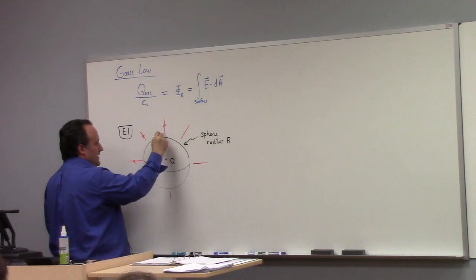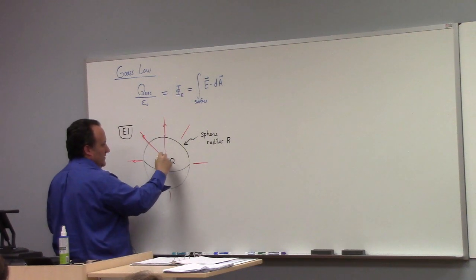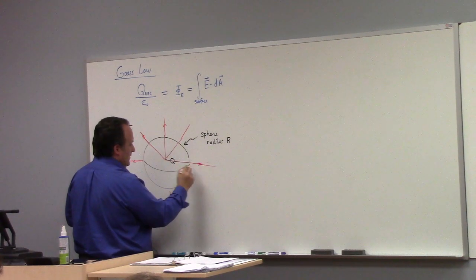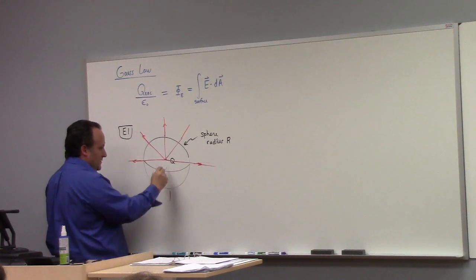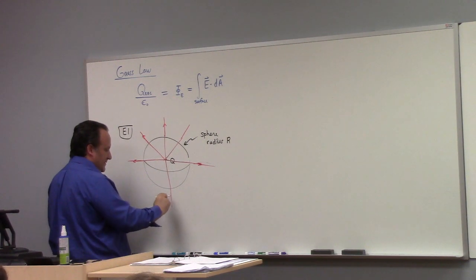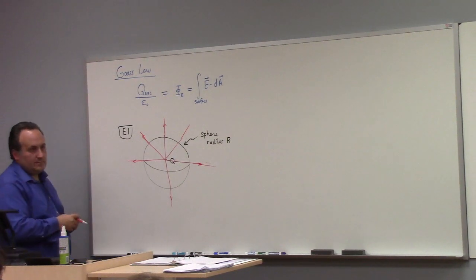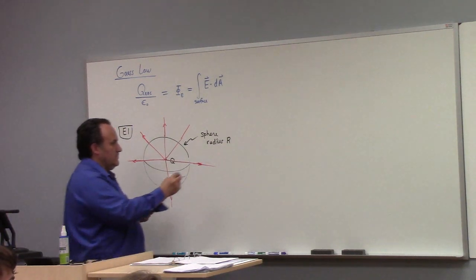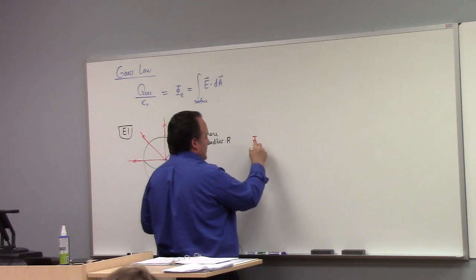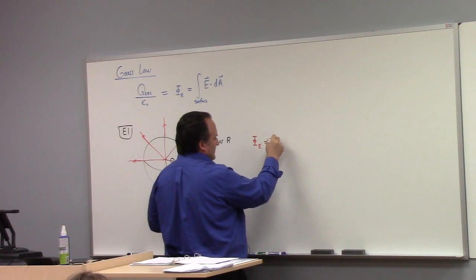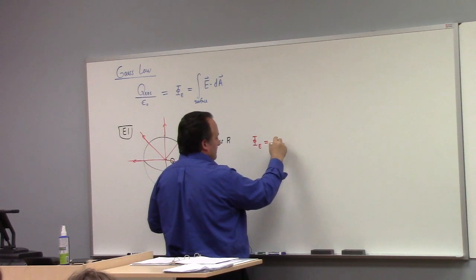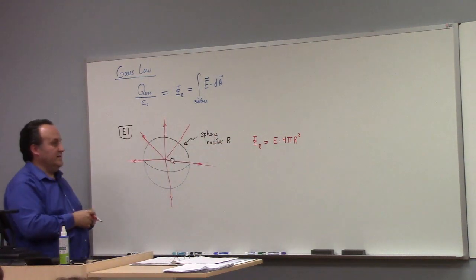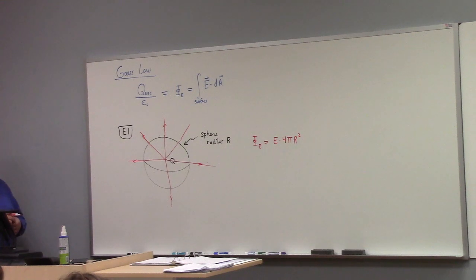But the key thing about them is that they're all going out from the center point, and what can you say about them as they relate to the sphere? They're exactly aligned with the normal, right? So the electric flux here is simply equal to the magnitude of the electric field times the area, which in this case is 4 pi r squared. That's the surface area of a sphere of radius r. So 4 pi r squared times the magnitude of the electric field gives me the flux.